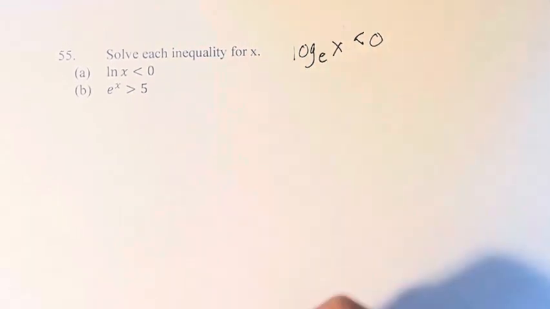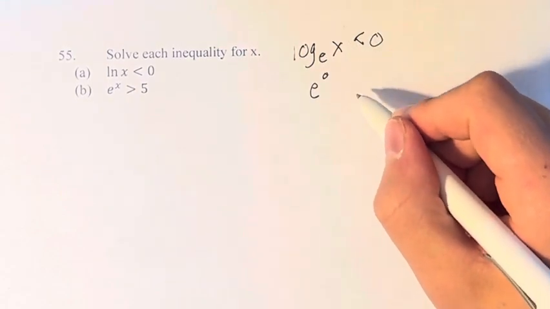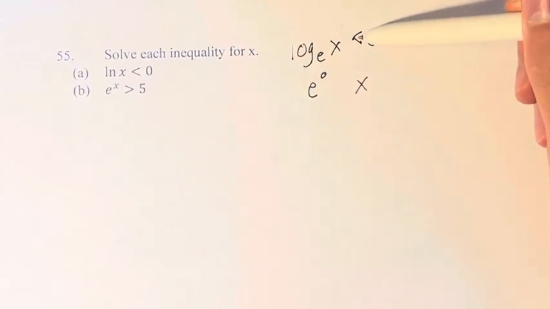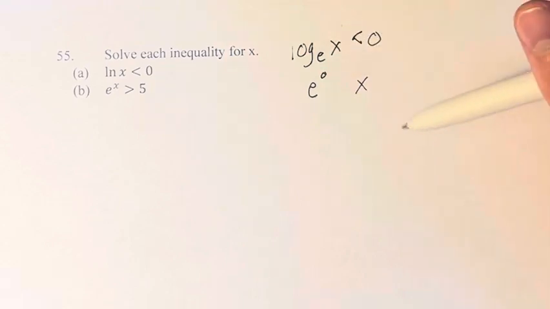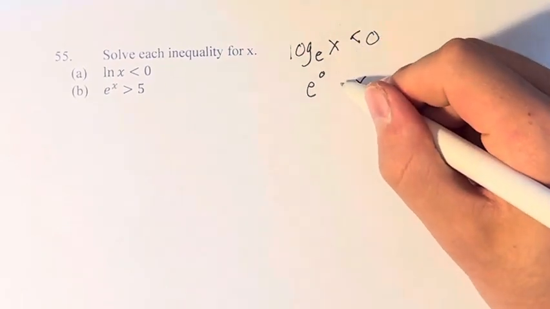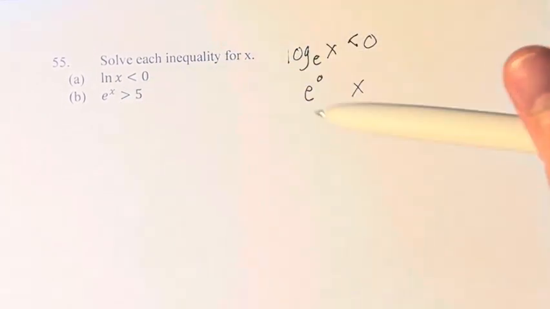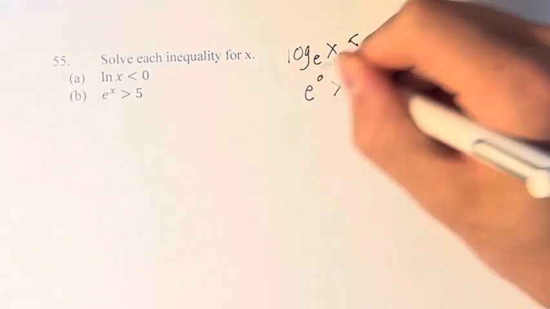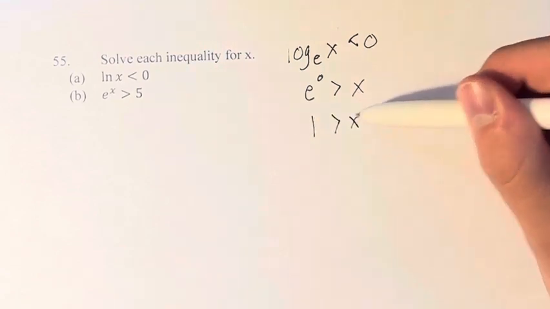So undoing this logarithm, we're going to have e to the 0 is equal to x, except it's not equal to x because this isn't an equation. It's less than x. However, the x has to stay on the same side of the inequality. So therefore, if ln of x is less than 0, then x has to be less than e to the 0. E to the 0 is 1, therefore 1 is greater than x.